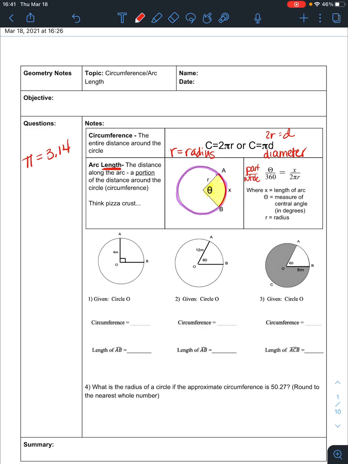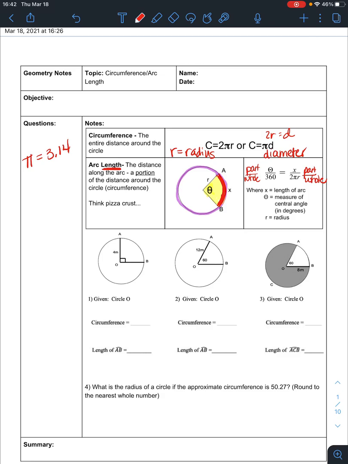And then x stands for the length of the arc. I want to know how long. Well, that is a part of the whole distance around, 2 pi r. And so we have the part of the distance, the part of the length, over the whole length around the circle. So we'll just set up those formulas, and you just use those every time.